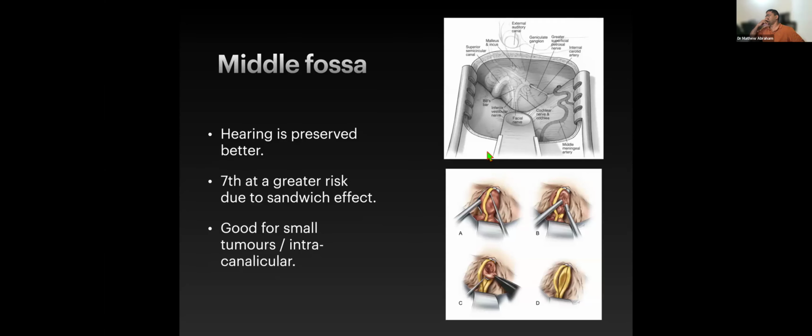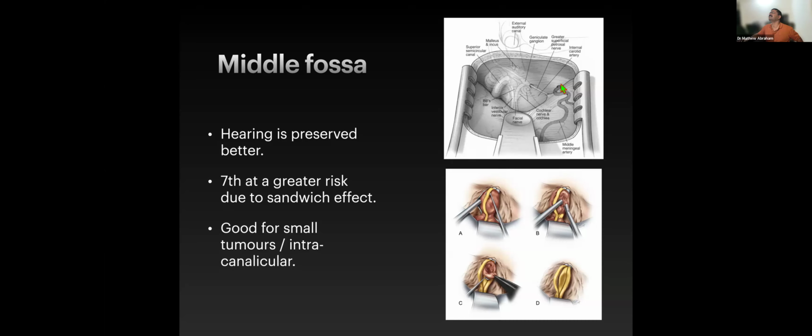The middle fossa approach is basically for the small tumors. Here again, this is a situation where your emphasis is on hearing preservation, where the location of the tumor will be such that the auditory nerve is away from you. It's behind the tumor. But the problem is the seventh nerve comes as a sandwich from your drilling surface to the tumor in front. So it's a comparatively higher risk for the seventh nerve, but usually it is done only for very, very small intracanalicular lesions. So the effect on the seventh nerve is likely to be less.